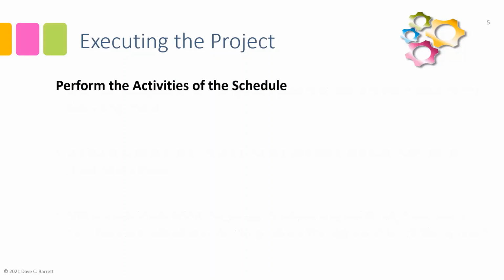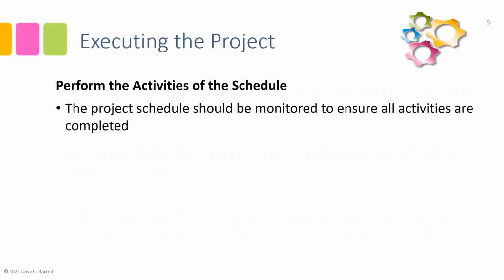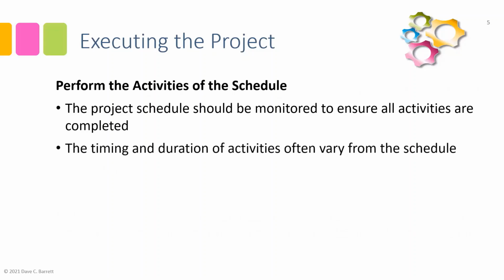So what happens during the executing phase? Well, one is to perform the activities of the schedule. Whatever we put in the schedule, we now need to do. This should be intuitive. And the project schedule should be reviewed and monitored to ensure all activities are completed. We planned our work in the planning phase. Now we're going to perform the work as indicated in the project schedule. We would like the work to be as close as possible to the project schedule. In a perfect world, it would be identical, but the timing and duration of activities often vary from the schedule for a variety of reasons.